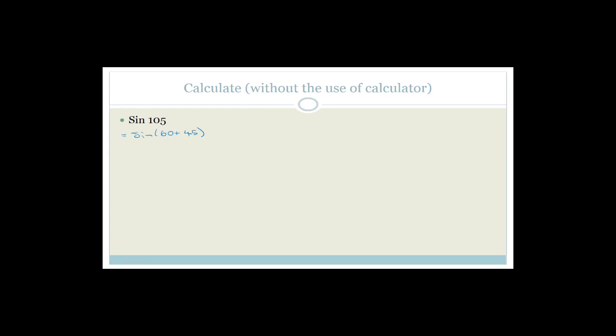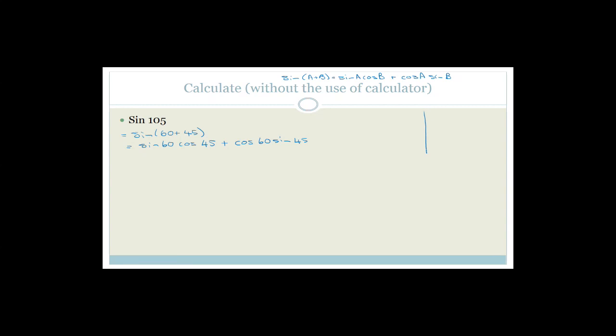So if you started just putting this in your calculator, you're going to end up with a number and you won't show any working and you won't have shown that you know the special angle triangles, and therefore you'll lose all those marks. Okay, so we know that sine of A plus B, it's on the formula sheet, is going to be sine A cos B plus cos A sine B, right? So it's going to be sine 60 cos 45 plus cos 60 sine 45.